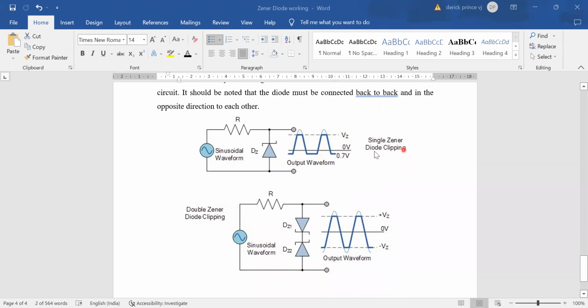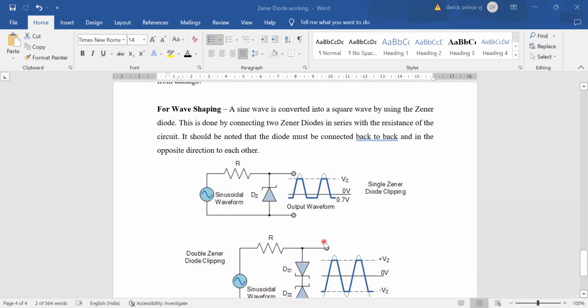Clipping can be done. This is single Zener clipping, and this is double Zener clipping. This is a small diagram to show how the wave is getting clipped. The sine wave is getting clipped, and we get only a square output. In this way, we can produce different waveforms that can be used for different electronic devices.